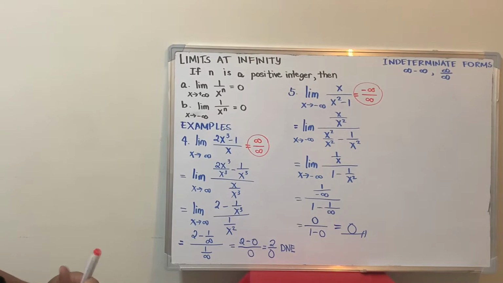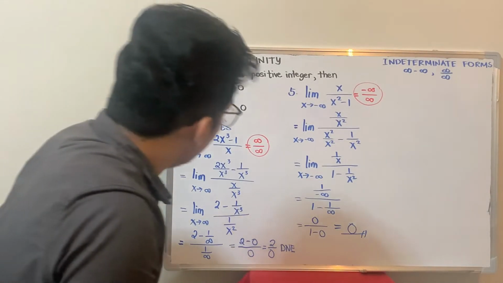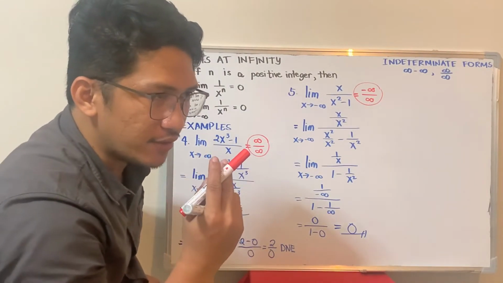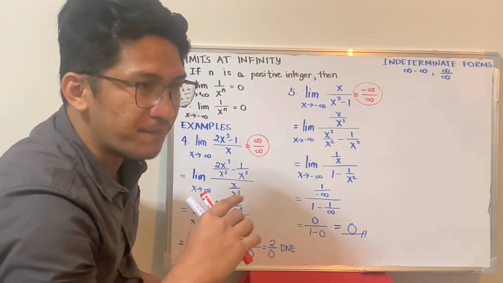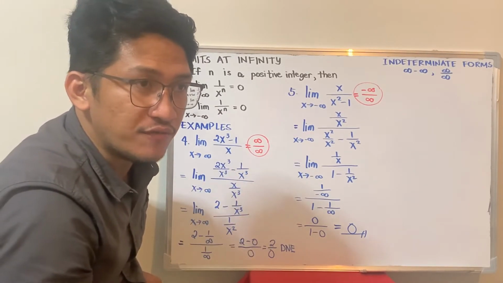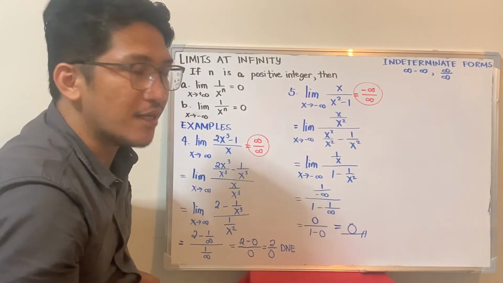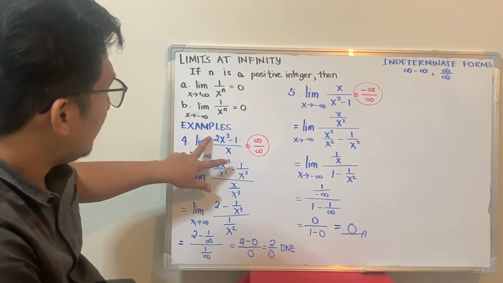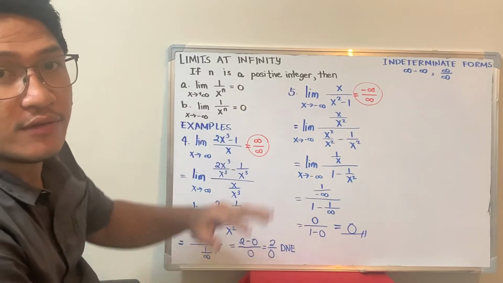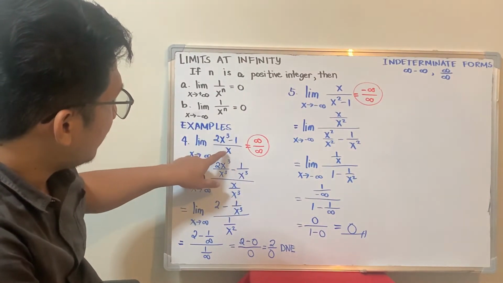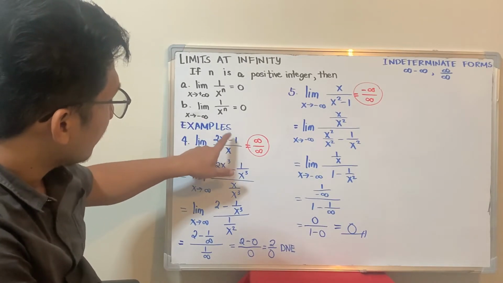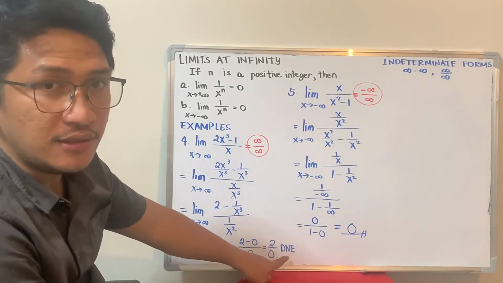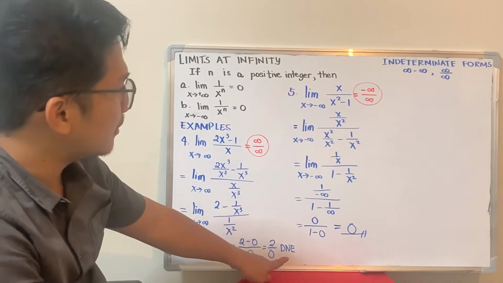Okay? So, if you notice the pattern: in the previous video, I mentioned that if the degree in the numerator and the degree in the denominator are equal, all you have to do is take the numerical coefficients. Now here, the degree in the numerator is greater than the degree in the denominator. The degree here is 3, and here it is 1. The result is always DNE, or the limit does not exist.